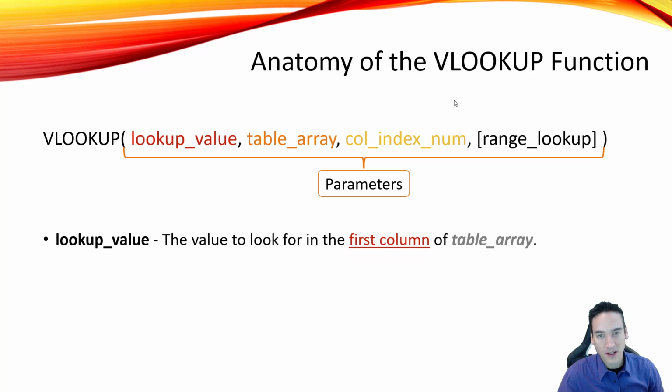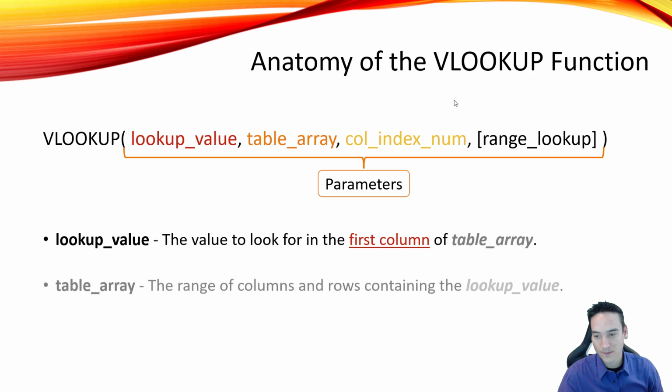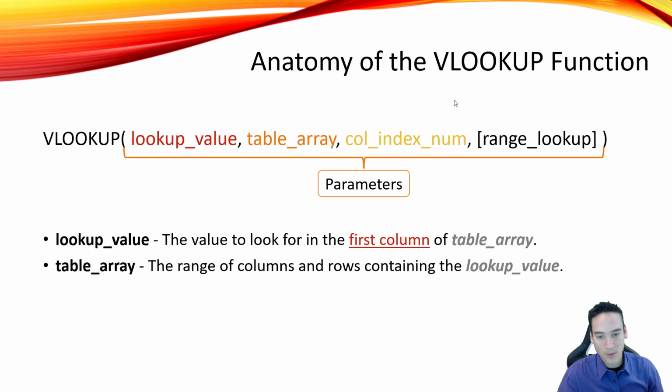The first is the lookup value itself. This is the value that you actually want to look up in the array or range of columns and rows that you've selected. It's important to note that that value must be in the first column of the range that you select.